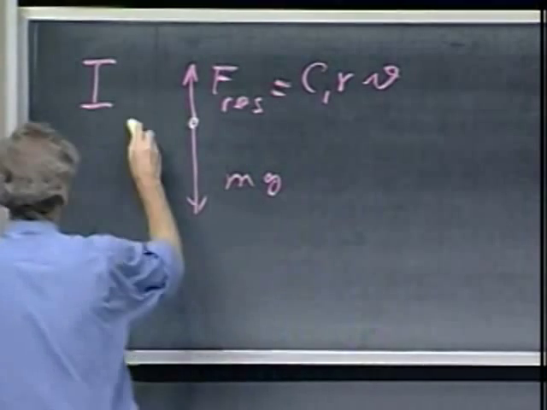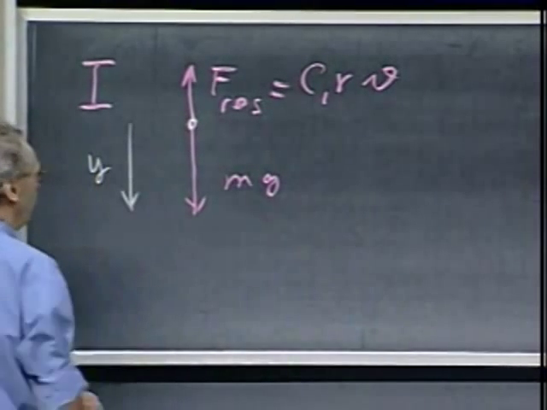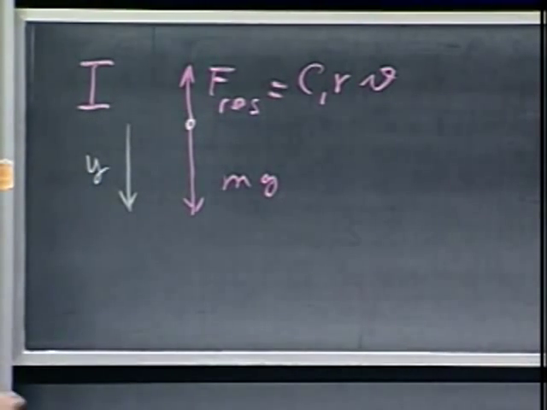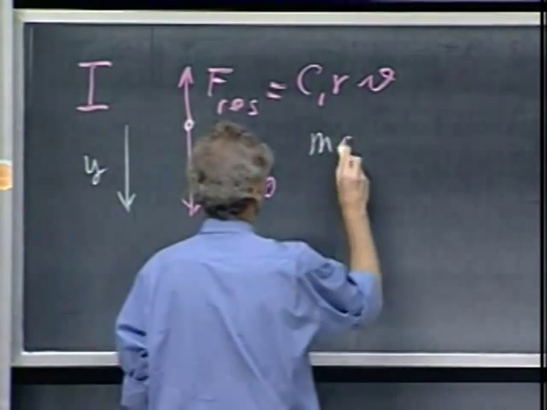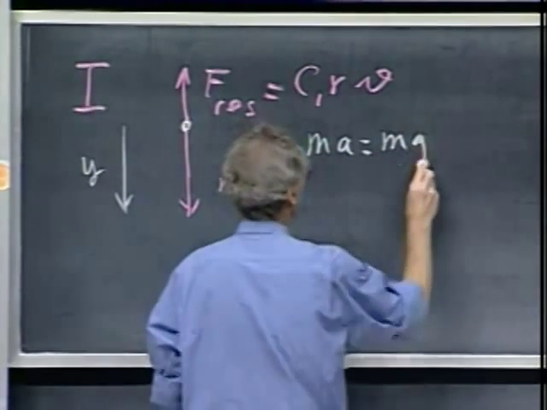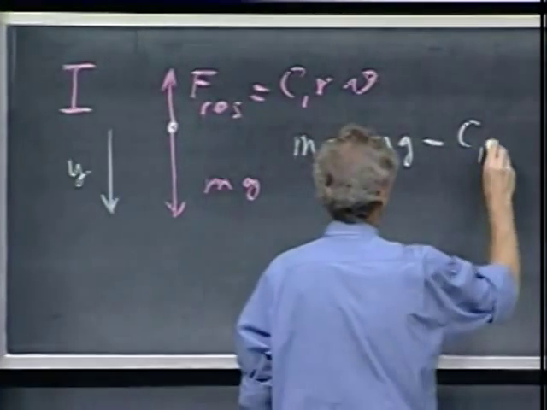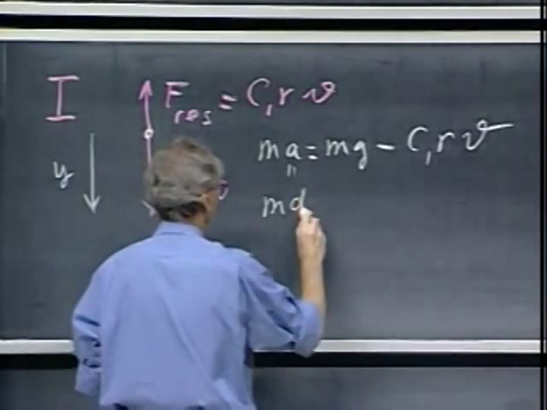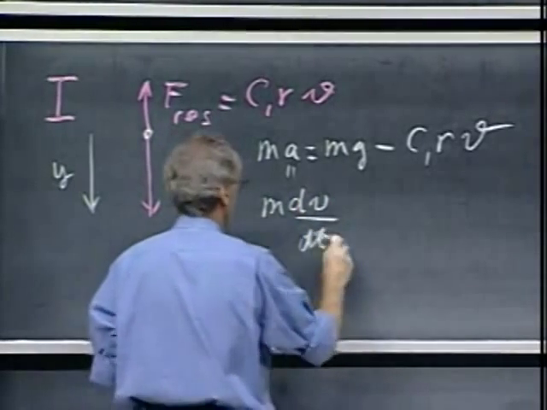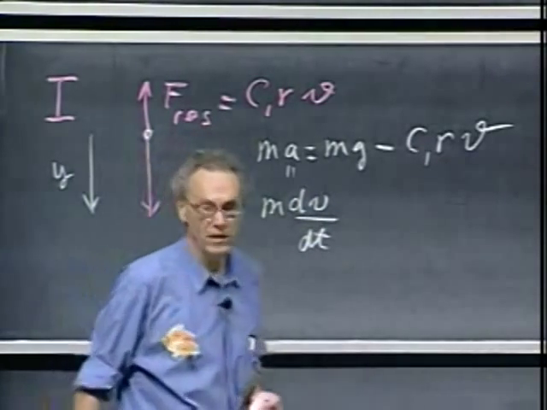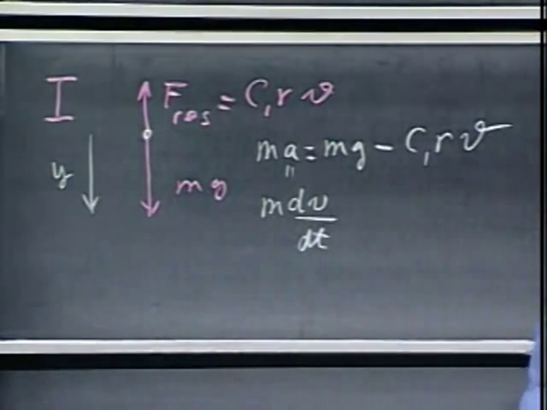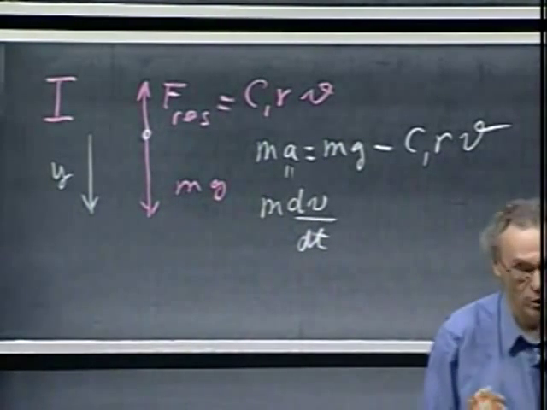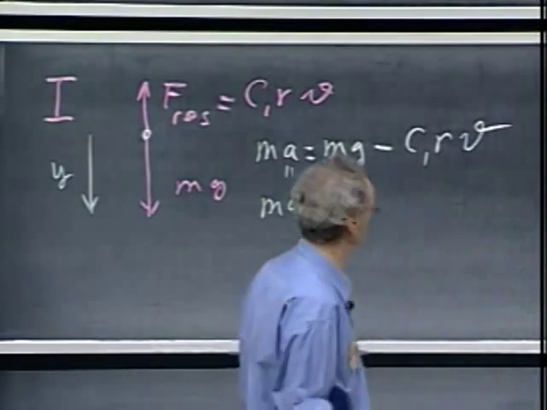And so if I call this the increasing value of y, Newton's second law would give me ma equals mg minus C1R times v. And this equals m dv/dt. So I have here a differential equation in v. And that can be solved. And you're going to solve it on your assignment number 4.